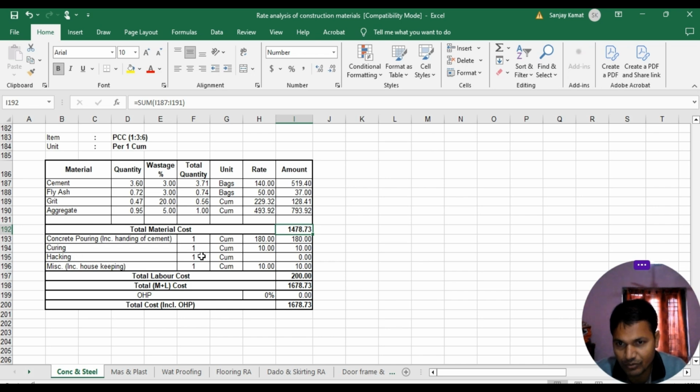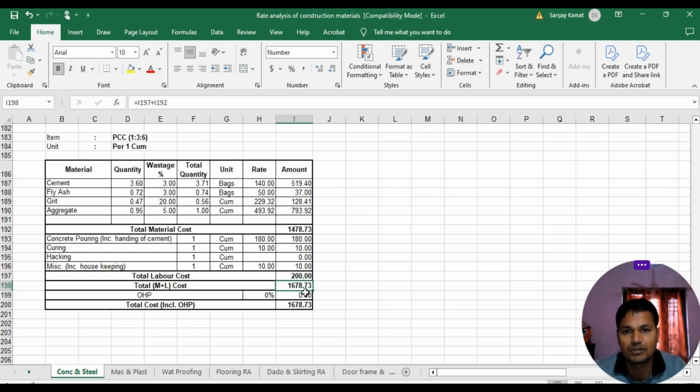Now this is no more required. For miscellaneous including housekeeping, we have taken quantity 1, and the unit is always cum. The rate of miscellaneous including housekeeping we have taken as 10, so multiplying 10 with 1 will be 10 only. Total this time, the labor cost we have taken is 200, so this time labor cost has been charged.